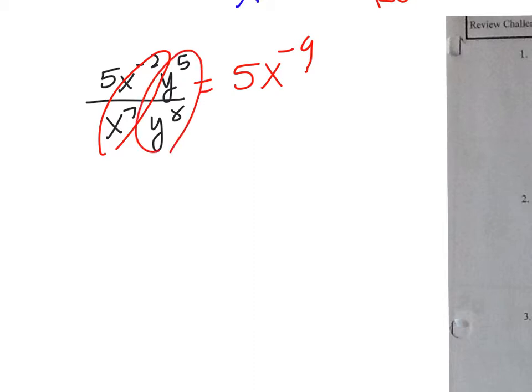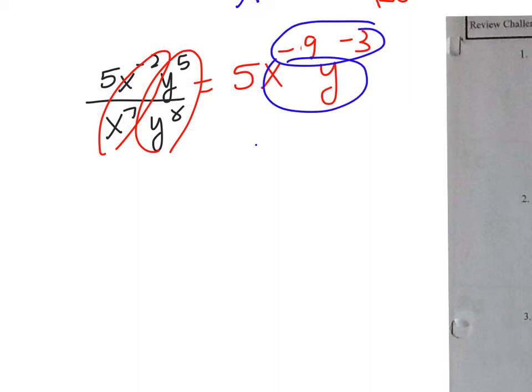And then y to the 5th divided by y to the 8th would be y to the negative 3. Now I want to make these exponents positive, so I have to take this and put it into the denominator, but not the 5. So it'll be 5 over x to the 9th, y to the 3rd.